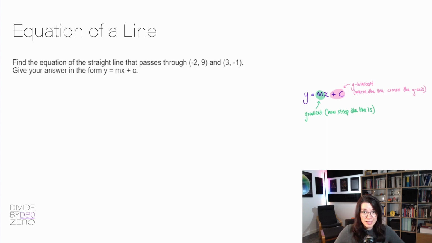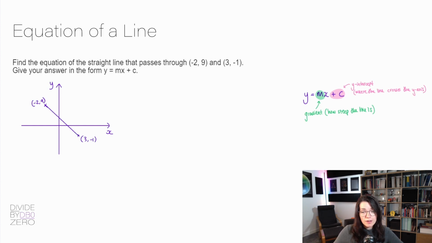So what you can do to make it easier for yourself is draw a little sketch. Doesn't have to be super accurate, just anything that will remind you visually of what's going on can be really useful. That's the x-axis, that's the y-axis. Minus 2, 9 is roughly somewhere there. Again, doesn't have to be accurate. 3, minus 1, I'm going to put down here somewhere. And now I can see that if I join up those 2 points, that's the line that we're talking about.